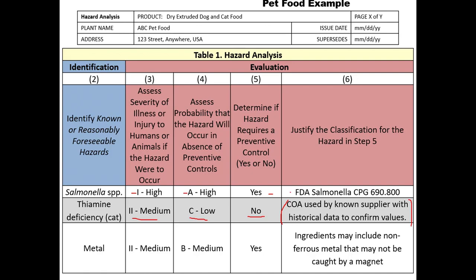Metal, though, let's take a look at their metal. It is a medium severity, medium probability, and yes, they are going to put a preventive control on it because the ingredients may include non-ferrous metal that may not be caught by a magnet. So it sounds like they already have a magnet in place in their CGMP program, but there's other metal fragments they need to be concerned about. So that's like a hole that has been identified in the CGMP program that they need to cover with a preventive control.